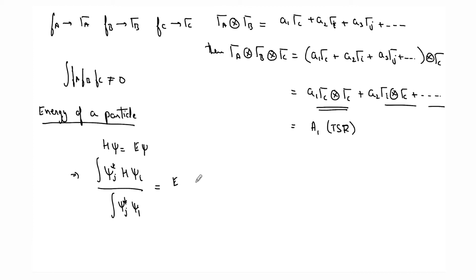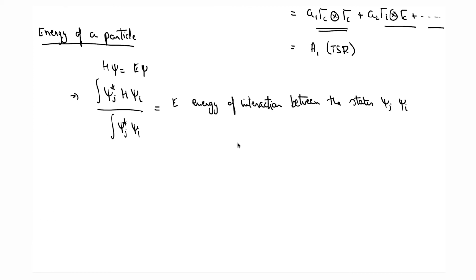So now this is the energy of the interaction between the states psi i and psi j, right? So how do we solve this integration? We have to calculate the IR representation to which psi j, H and psi i are forming the basis, right? So let's first talk about H.